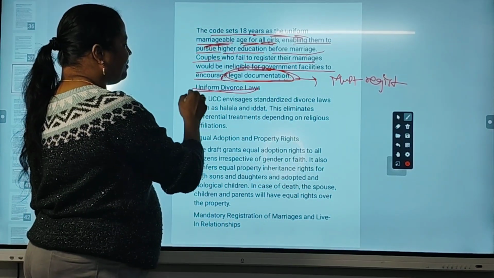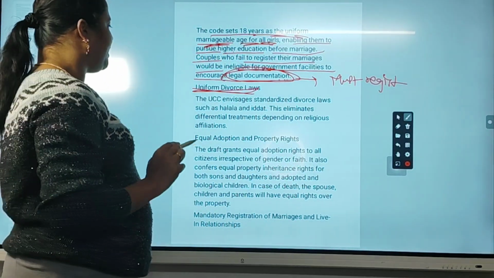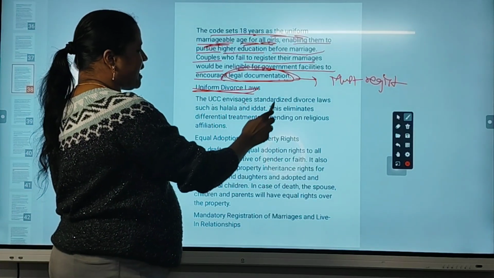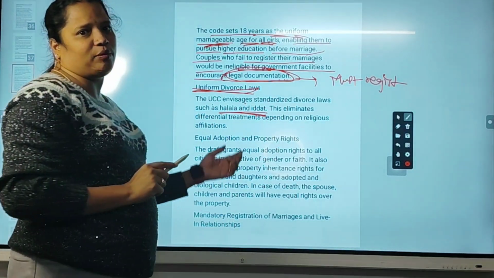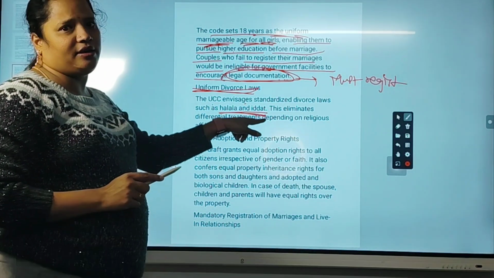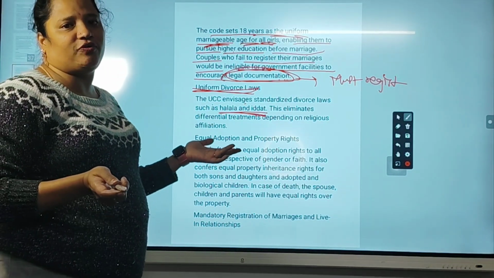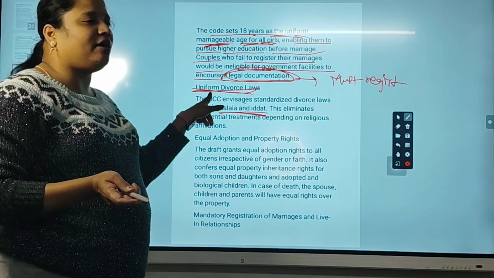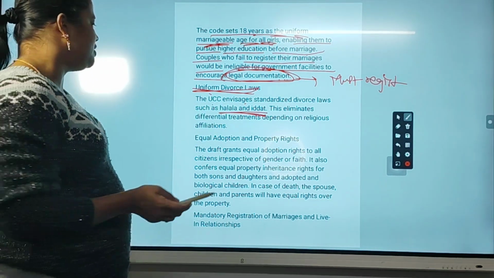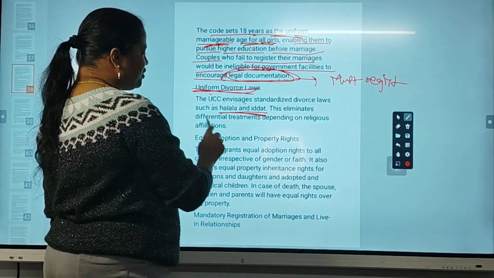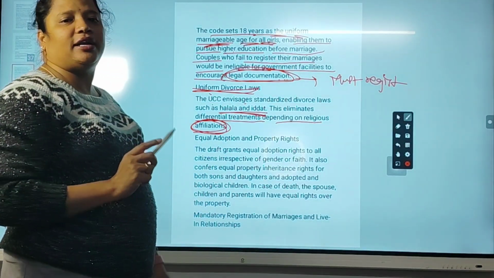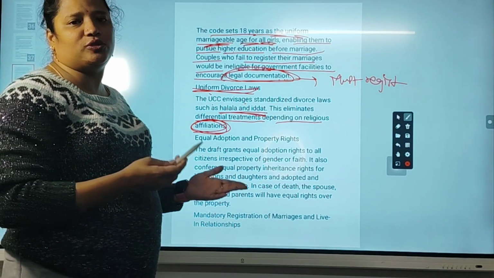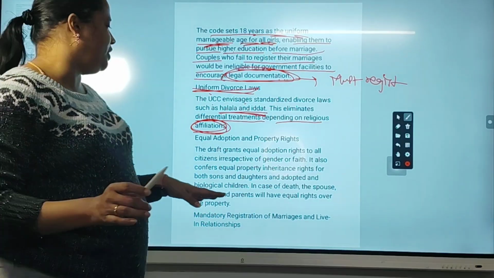And there should be uniform divorce laws within the state. The UCC envisages standardized divorce laws, covering practices such as halala and iddat. This is for Muslims actually. Halala and iddat are one type of divorce process. That's why they want a uniform divorce law all over the state. This eliminates differential treatment depending on religious affiliation. So the divorce process will be the same for Hindus and Muslims. There will be no difference.